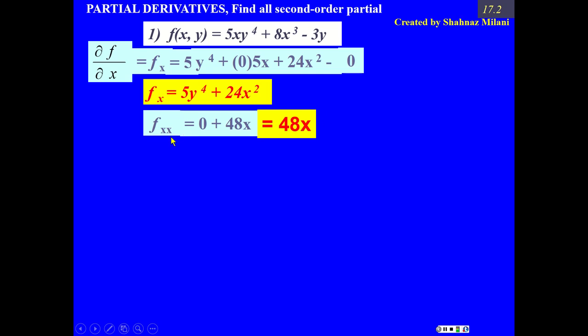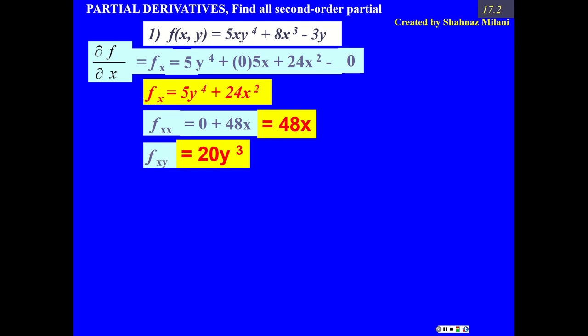Now, the next one is getting the derivative based on xy. That means this has become my problem based on x. Now from here, I'm going to find the derivative based on y. The derivative based on y of 5y to exponent 4 is going to be 20y to exponent 3. And then here, the derivative of 24x to the exponent 2 based on y is going to be 0. It's not necessary to write it down.